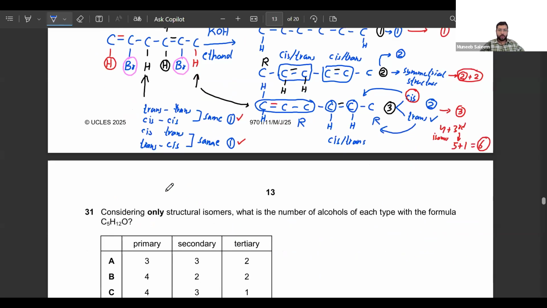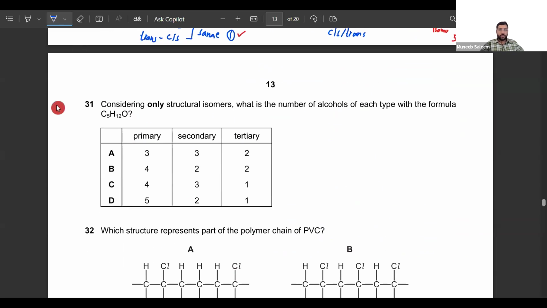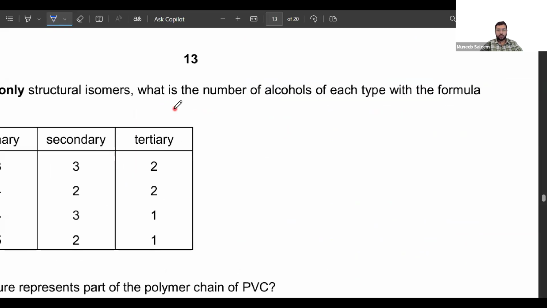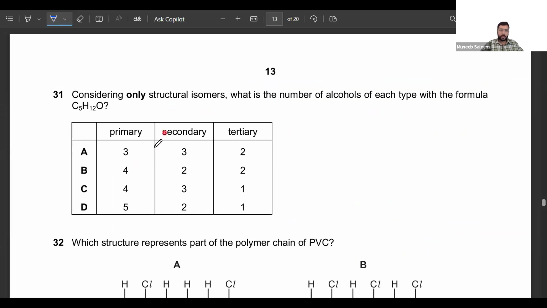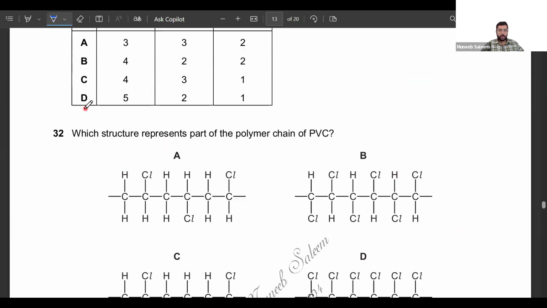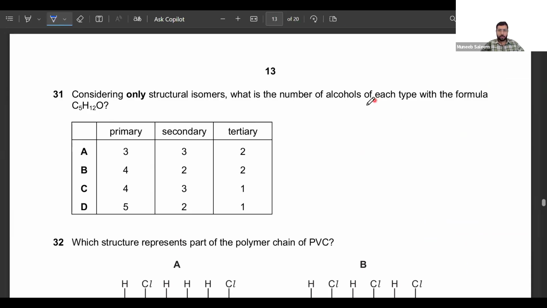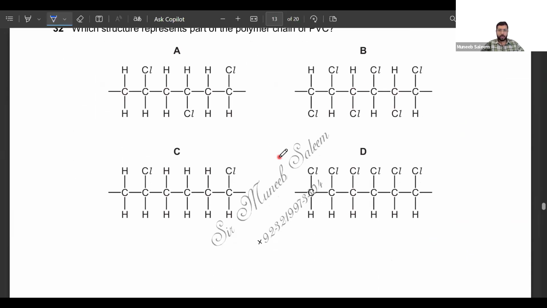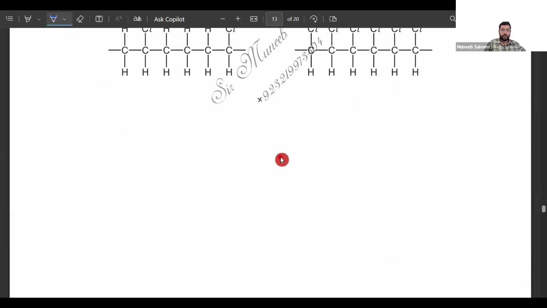Now, question number 31. Considering only structural isomers, what is the number of alcohols of each type with the formula C5H12O? Again, we have to draw as many isomers, especially the structural isomers, to find out the exact number of the alcohols mentioned in these options. This is the formula which we have to follow, and then we have to draw the isomers.